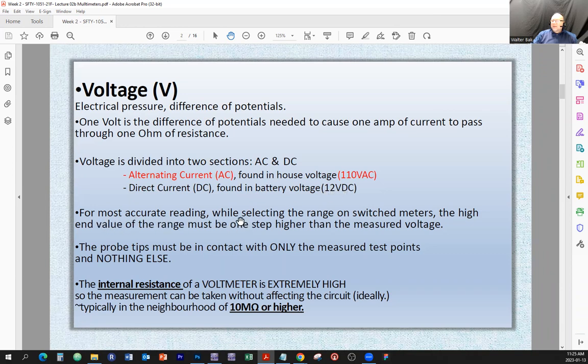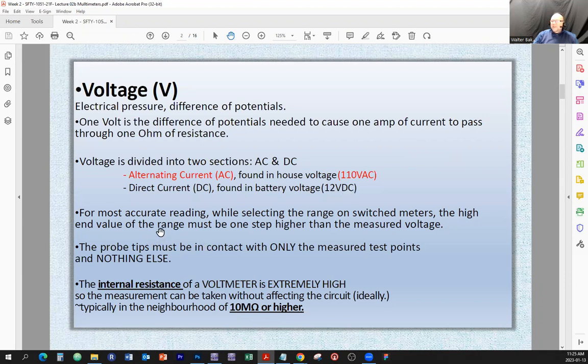For the most accurate reading, while selecting the range on a switched meter, the high-end value of the range must be 1 step higher than the measured voltage. So if you are measuring 12 volts, are you going to switch to the 5 volts range on the meter? No. The 10 volts range? No, that's not going to be enough to measure 12 volts. What would be the next one? The next one probably would be 20 volts. So that's the range you would switch to in order to measure 12 volts DC, like a car battery, for example.